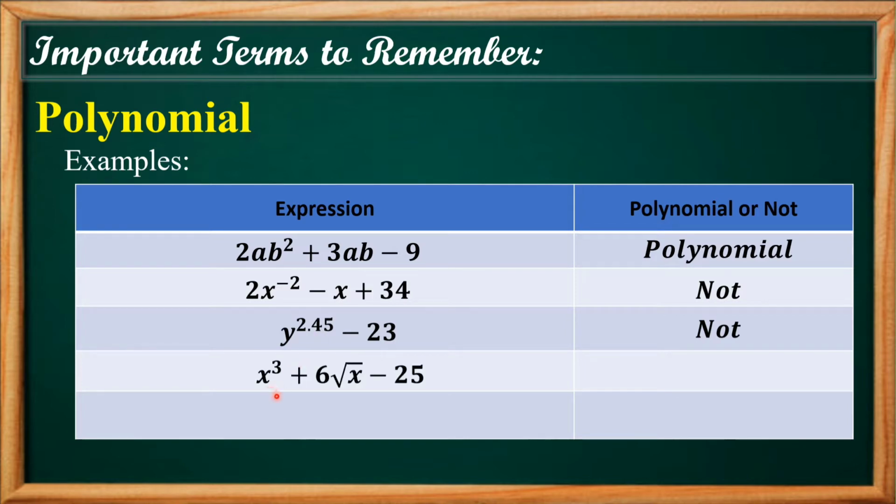Next, 3x cubed plus 6 square root of x minus 25. Observe, the variable is inside the radical sign, then it is not a polynomial. Then, we have here negative 6z squared plus 2 over z plus 12. Observe, z, our variable, is in the denominator, then it is not a polynomial. Yun ang mga conditions kung ang algebraic expression ay polynomial or not.